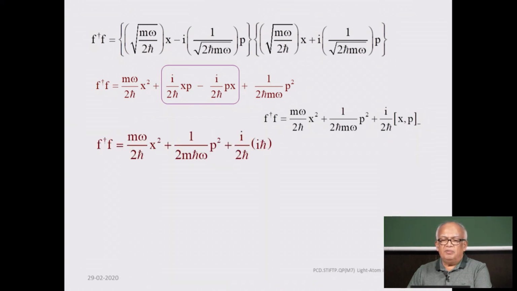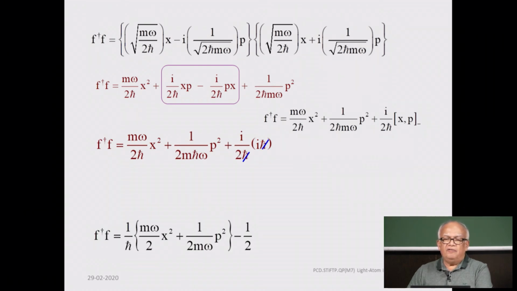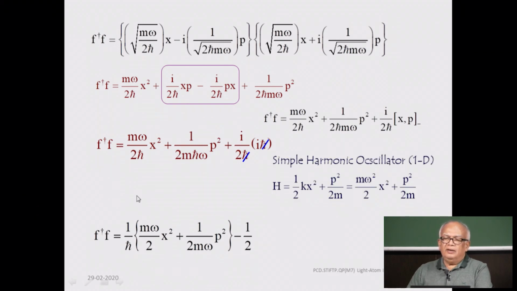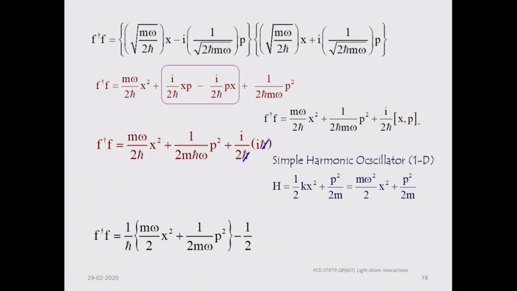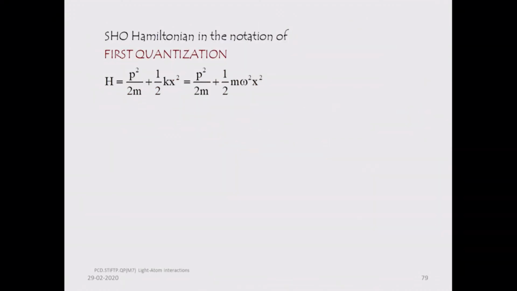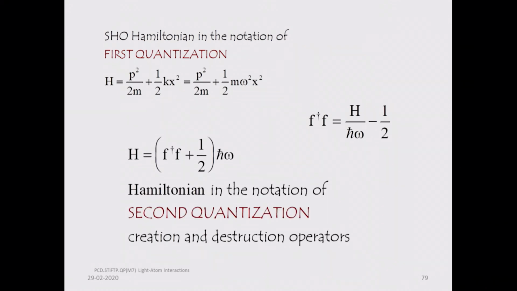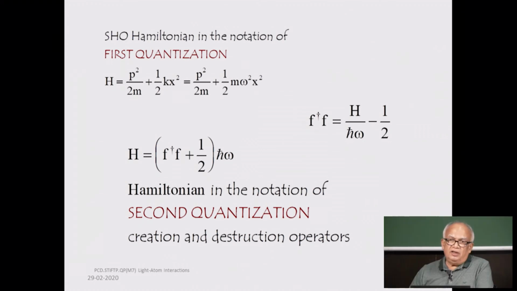From the uncertainty principle, you know that it is i h cross, and you can write this f dagger f. You can do some simplification, cancel off the h cross, then i squared will give you minus, and you get a minus half over here. And the Hamiltonian for the simple harmonic oscillator you can write in terms of the creation and destruction operators like this.